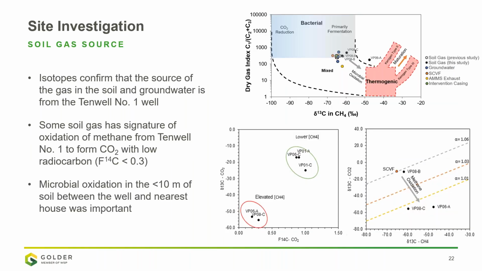We did quite a bit of isotope work at the site, and not surprisingly, the isotopes confirmed that the source of the gas in the soil and in the groundwater is the 10 well number 1 well. But we did learn that some of the gas has a signature of oxidation of methane coming from the well and forming CO2 that has a low radiocarbon amount. That's shown in the lower left plot with the red oval. That told us that microbial oxidation in the soil, in that less than 10 meters of soil between the well and the nearest house, was an important process.